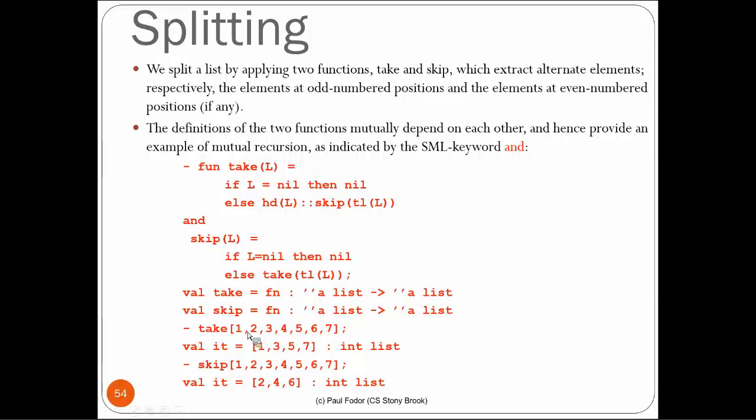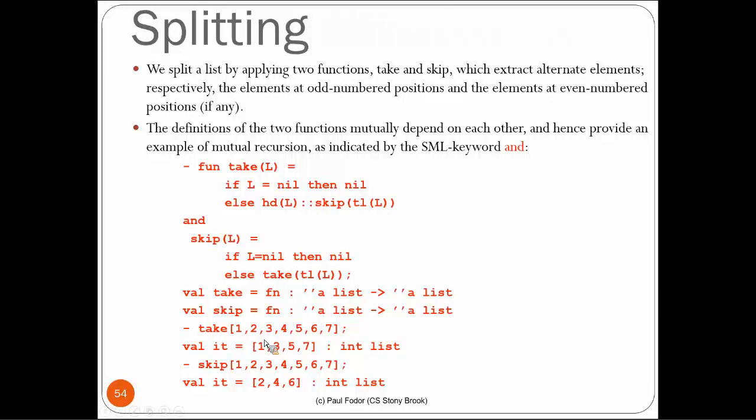So for instance, if we invoke the take method on the list 1, 2, 3, 4, 5, 6, 7, it will return the list of elements 1, 3, 5, and 7. And you can actually see recursively how it does it. It keeps 1 and calls skip on the tail, which is from 2 to 7. Skip will ignore the first element and it will call take on the rest of the elements from 3 to 7. Take again keeps 3 and then calls skip on the rest of the elements from 4 to 7.